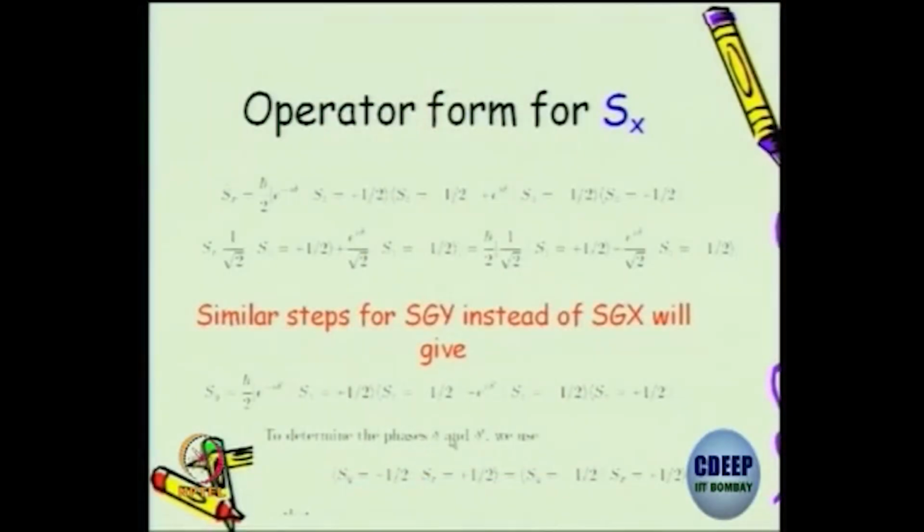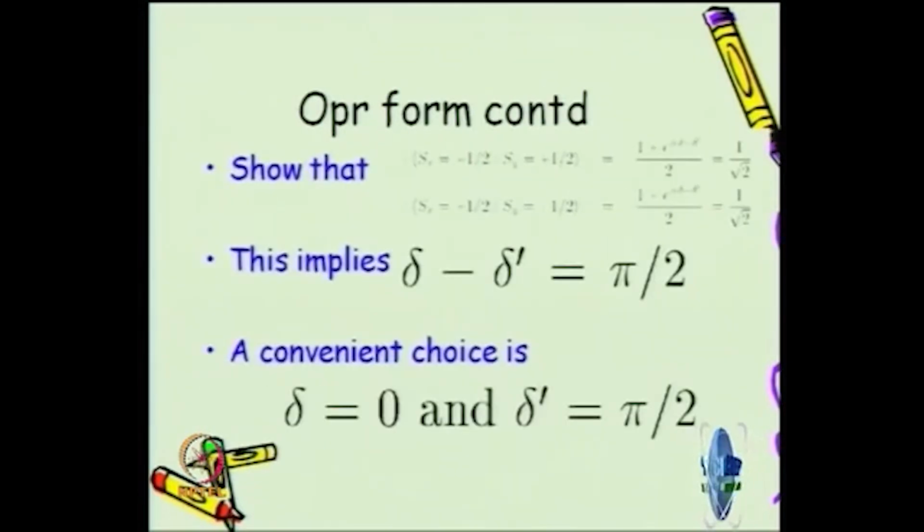So now to determine the phases delta and delta prime, we can also do the superposition, the Stern-Gerlach, first along x and then along y. Again you will have equal intensity. So in the superposition of an Sx state, there will be equal components of Sx equal to plus half and minus half in a specific Sy state, or vice versa. So that means the probability should be equal. Use this fact and try and fix the choices of delta and delta prime.